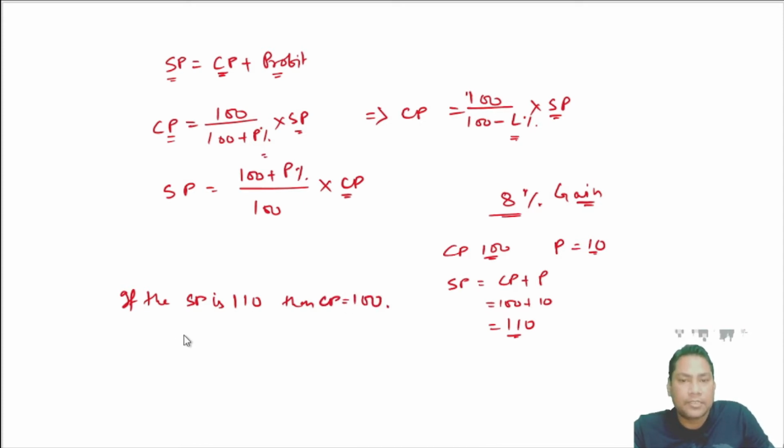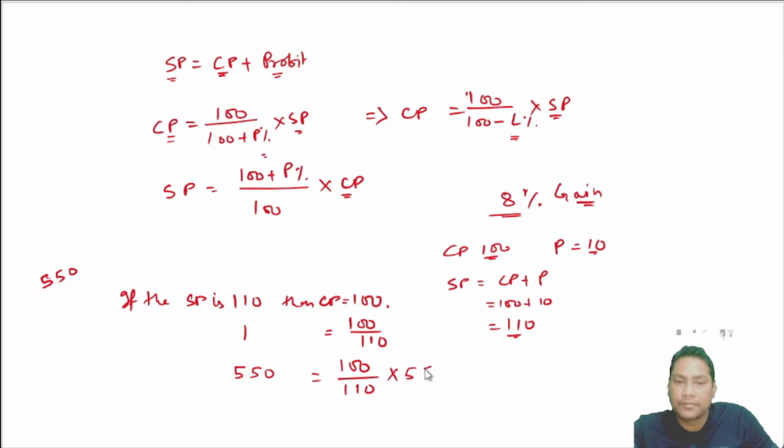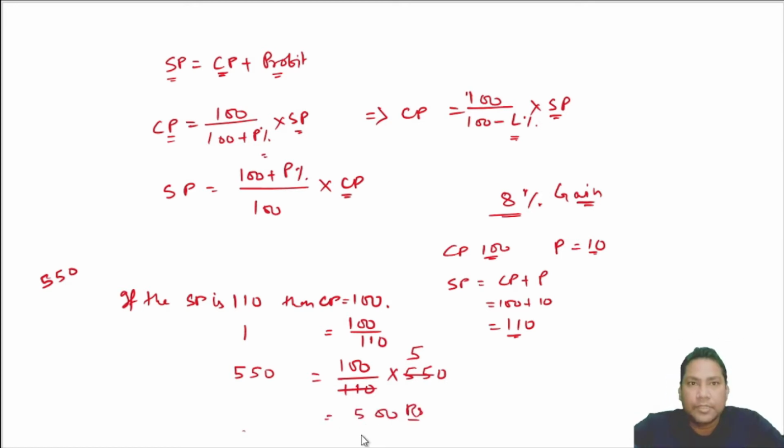Likewise, we can calculate for a selling price of 1 rupee, then the cost price will become 100 divided by 110. Likewise, if the selling price is 550, then the cost price will become 100 divided by 110 multiplied by 550. Now the amount of cost price will become 500 rupees. Likewise, we can solve the problems of profit and loss, and that will be very much easier for us to understand and to solve the problem in a very efficient manner.